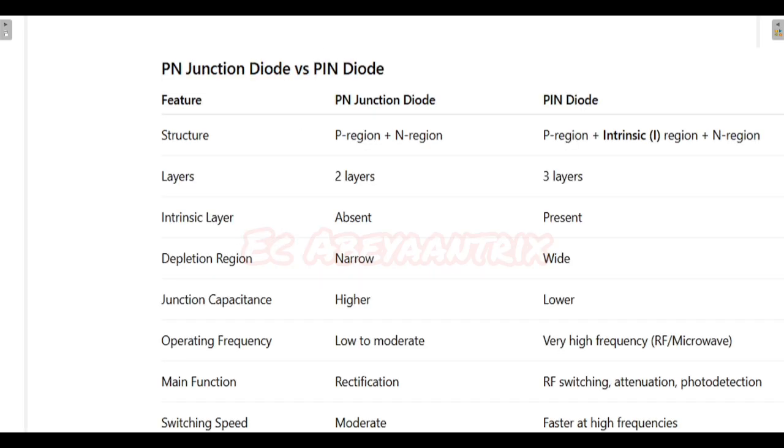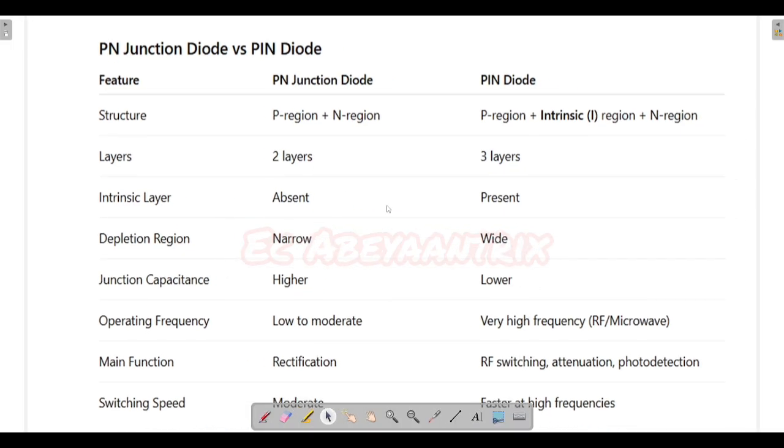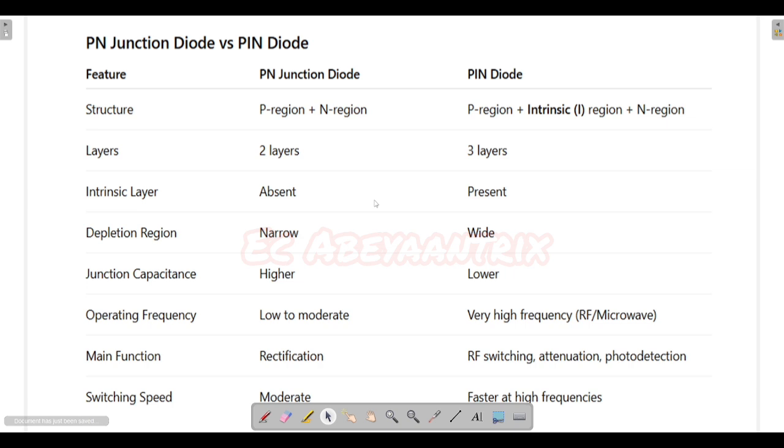Okay, got the point? And I have to compare both the PN junction diode and the PIN diode for better understanding. Coming to the PN junction diode, as I said earlier, there will be two layers, the P region and the N region.